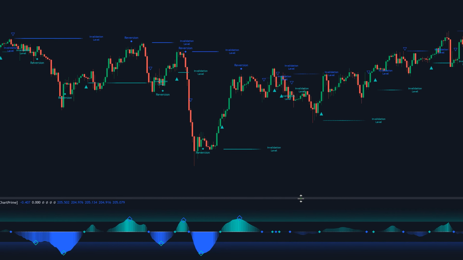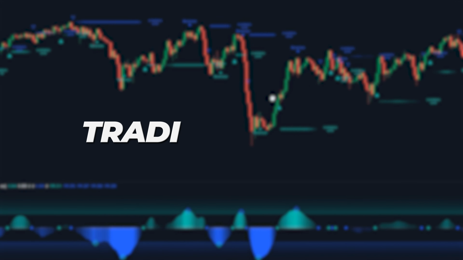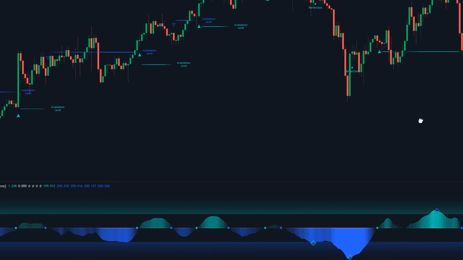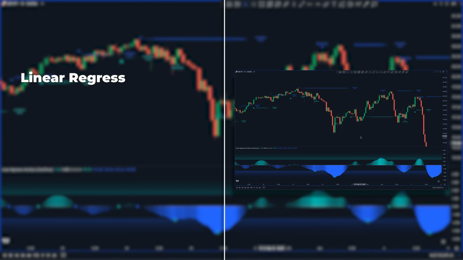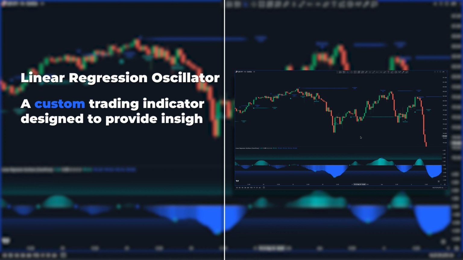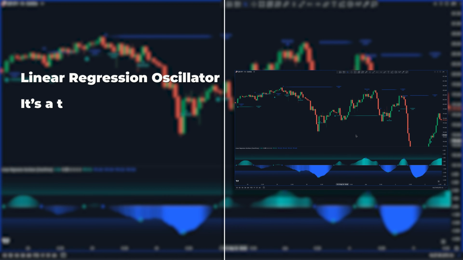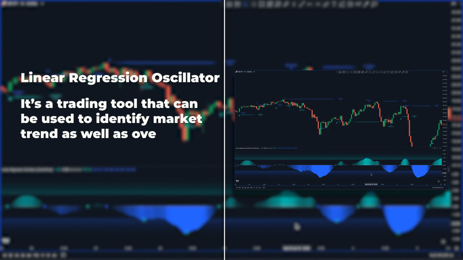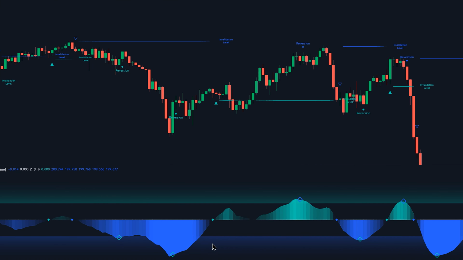Now, since this is just an indicator and not a strategy, you can actually use it on any trading security as well as on any time frame. There's not going to be any limitations to that. Now, let's go over what this indicator is. The Linear Regression Oscillator is a custom trading indicator designed to provide insights into potential mean reversion and trend conditions in the market. It's a trading tool that can be used to identify market trend as well as overbought and oversold conditions. Now, this indicator is made up of very few components.